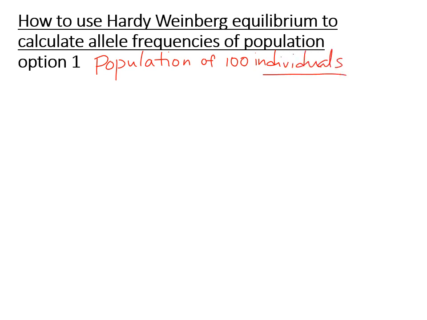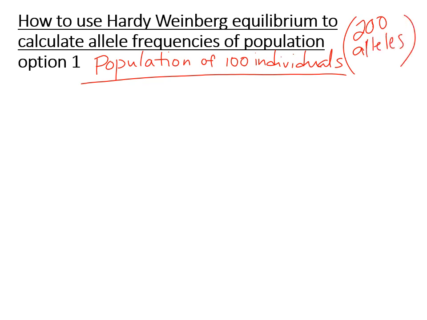Now, keep in mind, because we're talking about genotypes and alleles, if you have 100 individuals, each of those people has 2 alleles for the particular trait that we're looking at, because you get one allele from mom and one allele from dad. So keep in mind, 100 individuals means 200 alleles.